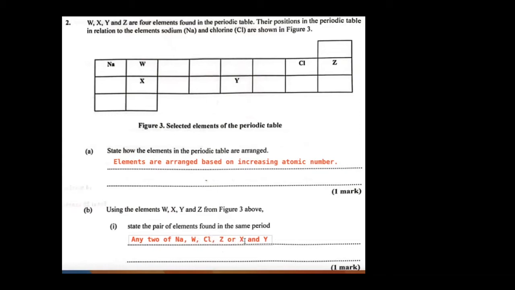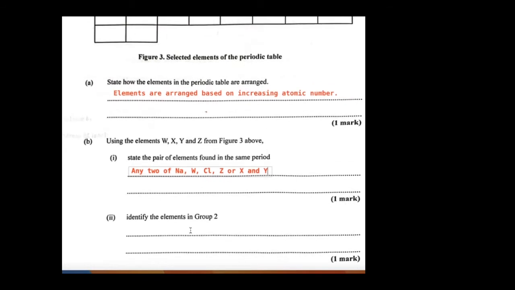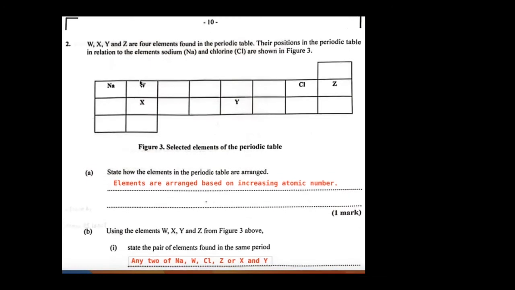So any 2, so we could say any pair or any of the 2, that's how we'll treat it. Any 2 of Na, W, Cl, Z, or we could use X and Y, right? So those would be the pairs.